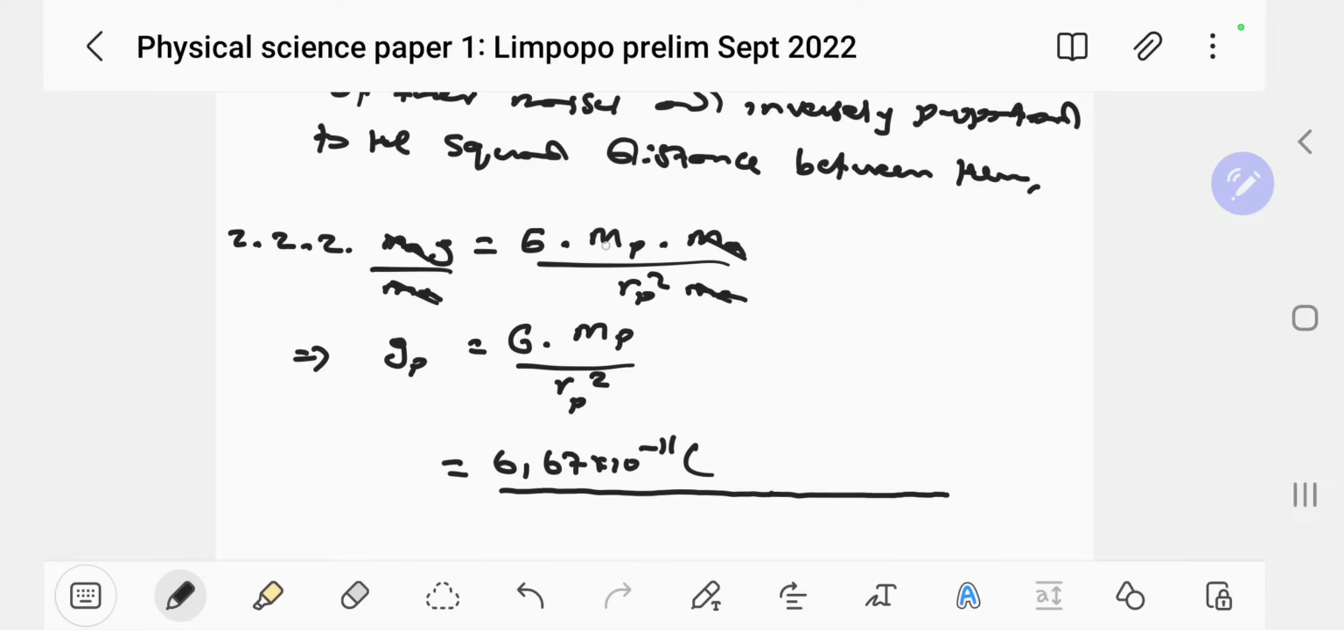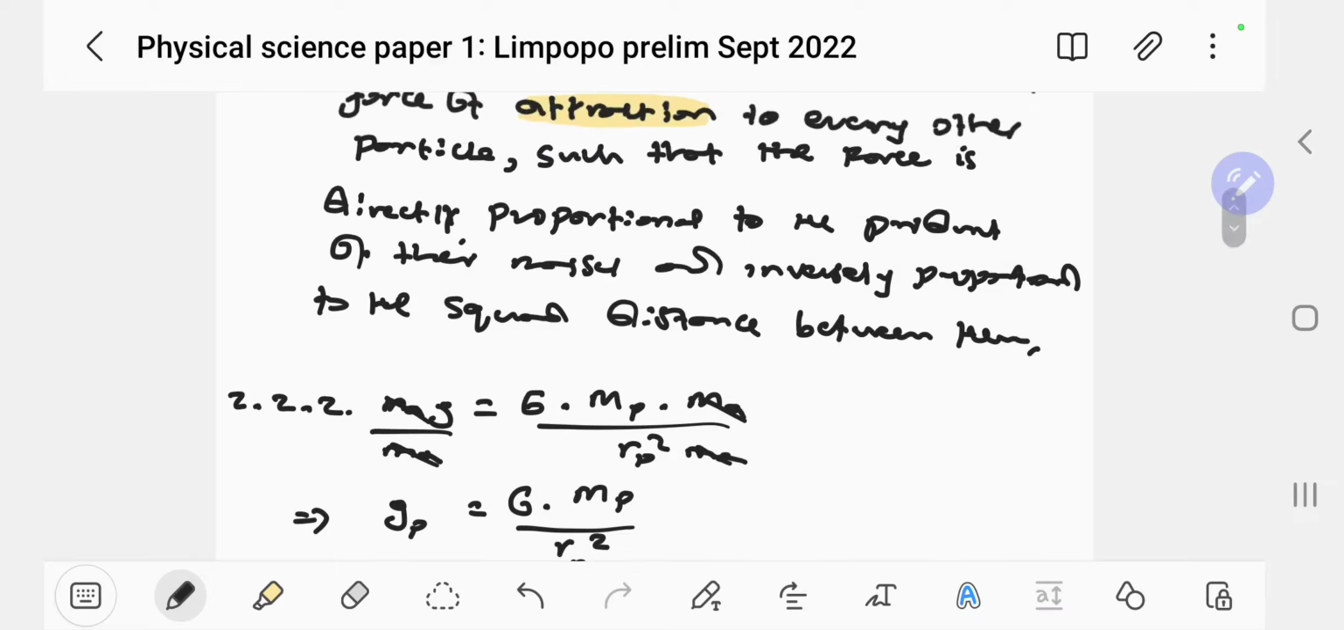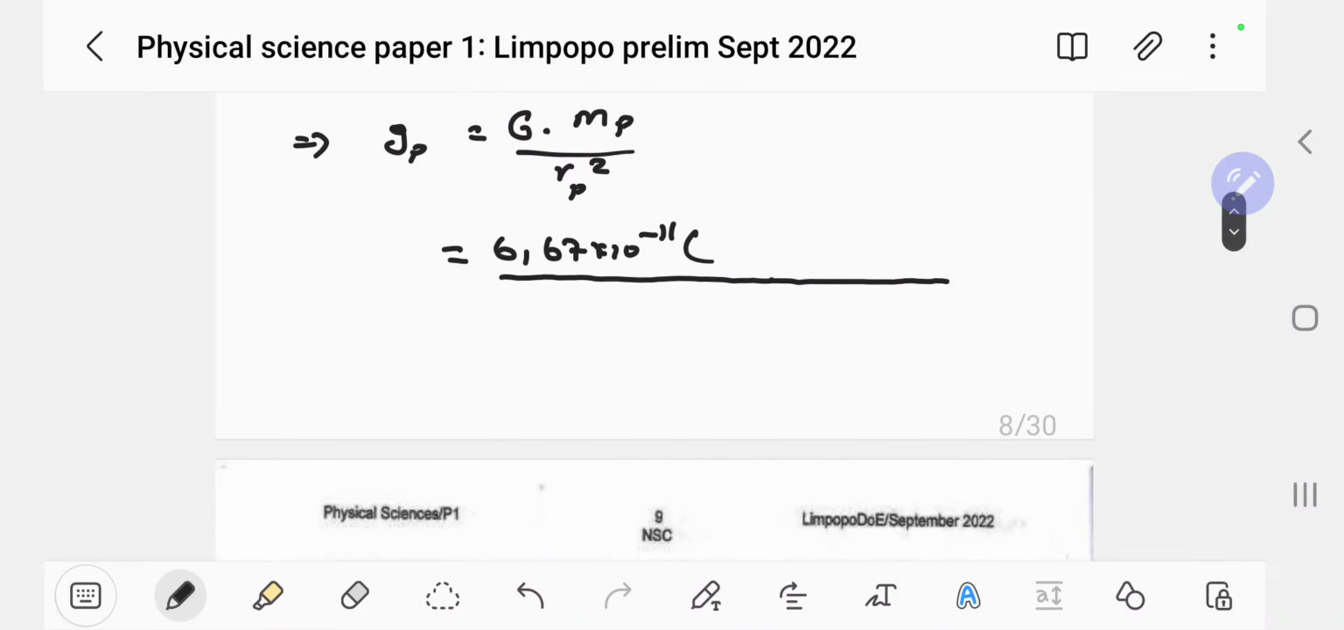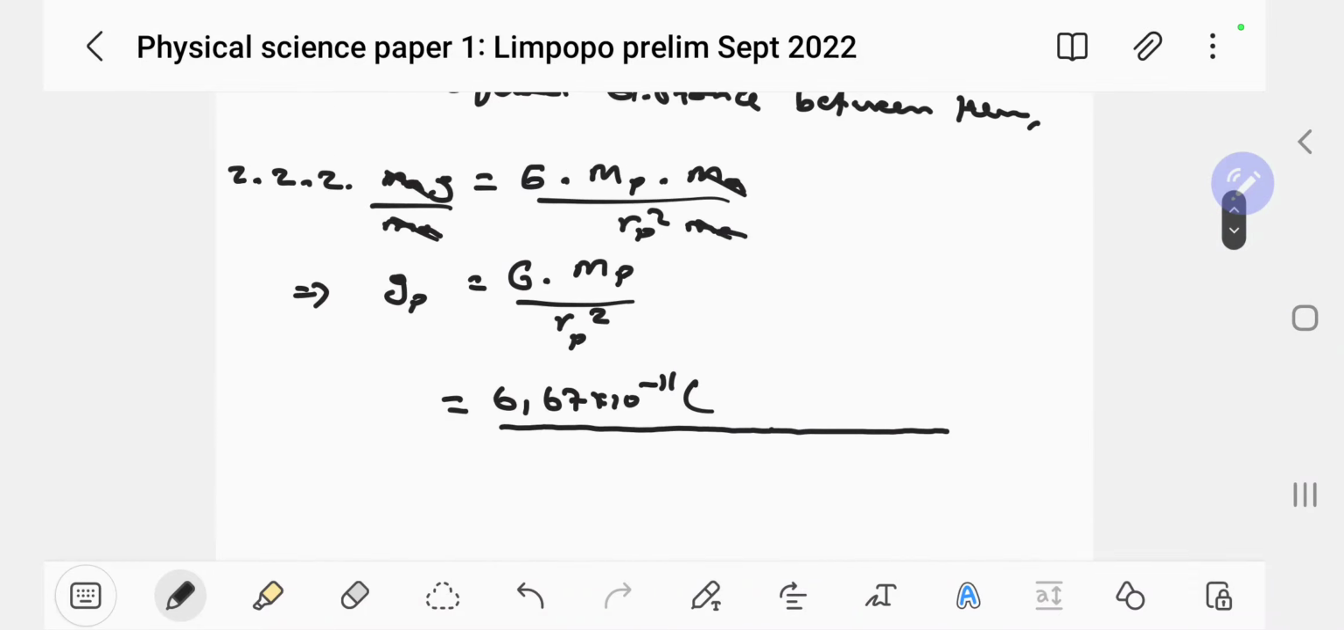Then what is the mass of this planet? Remember, when we used the information of what they told us, we could already tell that the mass of this planet X is going to be the mass of the Earth divided by 153. So the mass of the Earth here is what? Let me look for it. Mass of Earth is 5,98 times 10 to the exponent 24. So that's a big number, but we said we're going to divide it by 153.